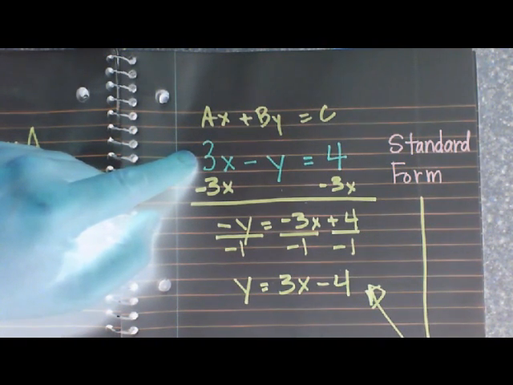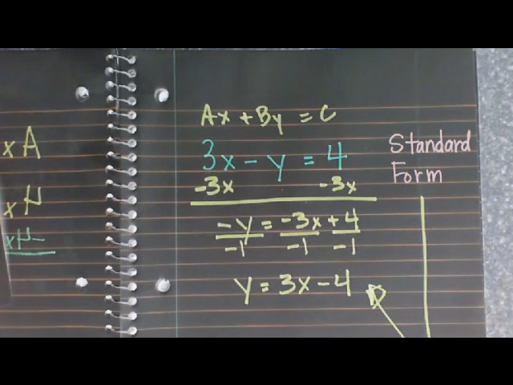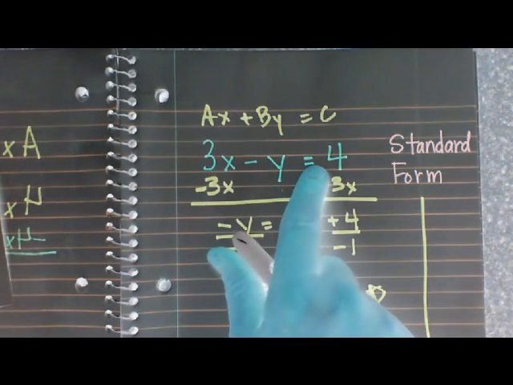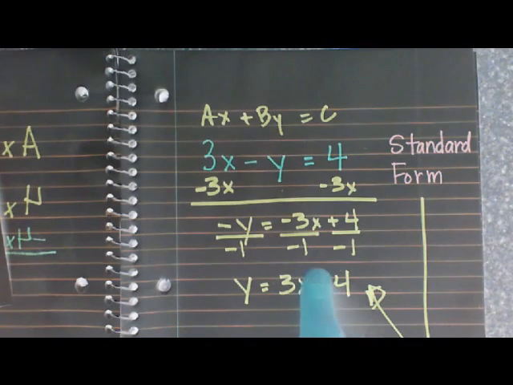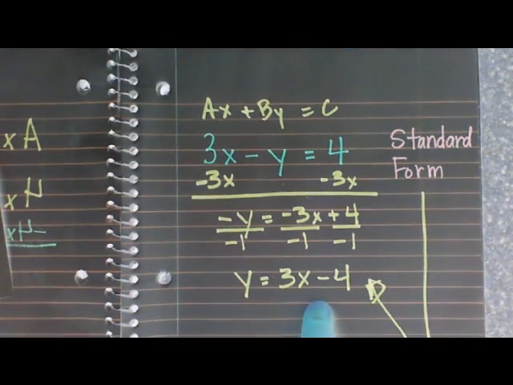You'll be asked to change these around on your test and on your quiz. So if you're given an equation like this, you'll be asked to change it. If you're given an equation like the standard form, you'll be asked to convert it to slope-intercept form.